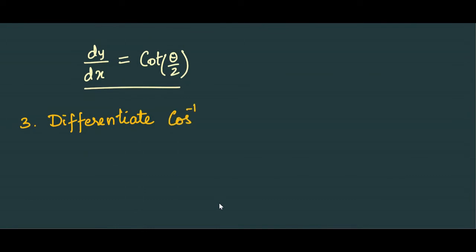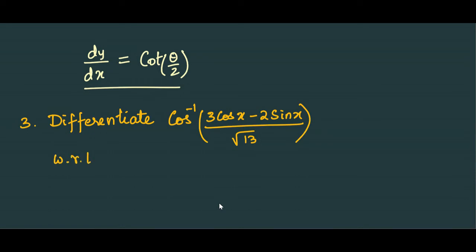cos inverse of (3 cos x minus 2 sin x) by under root 13 with respect to sine inverse of (5 sin x plus 4 cos x) by root 41.